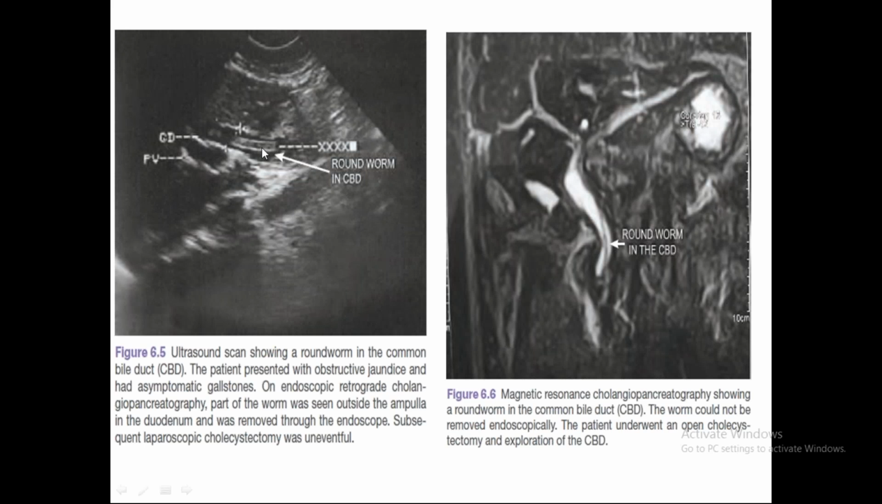I don't know if you can appreciate it or not. See, this is the roundworm in the CBD. This is the portal vein and the cystic duct. And here, this is the roundworm. This is the MRCP. This is the ultrasound.